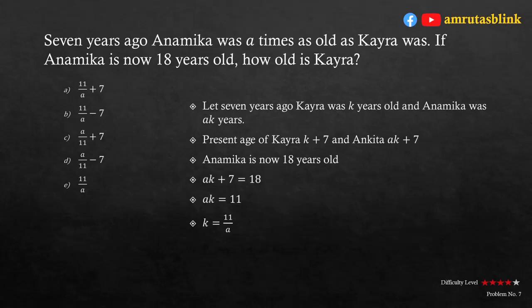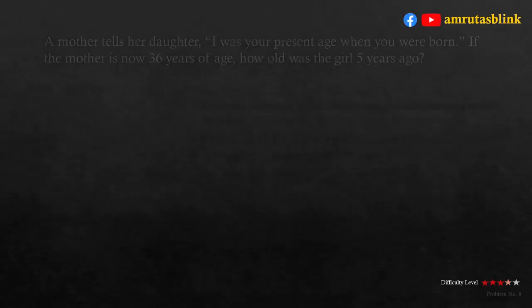But what is k? We have got the value of k, that is 11 upon a, but k is Kyra's age which was 7 years ago and we need to calculate Kyra's today's age. So, her today's age is k plus 7, that is 11 upon a plus 7 and hence the answer option is A, 11 upon a plus 7.